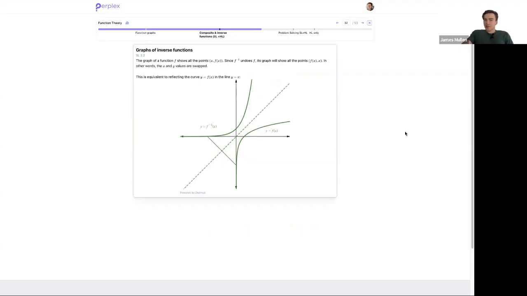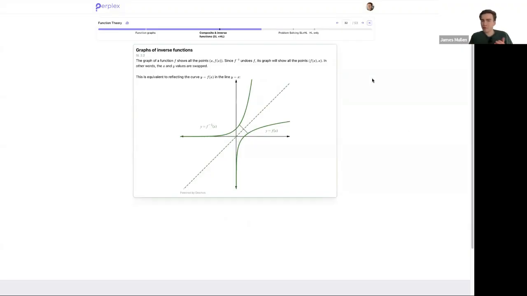Now, the graphs of inverse functions. So we said that the identity function was the function I is equal to x, which is a straight line with a slope of 1 passing through the origin. And we said that if I compose f and its inverse function, I get the identity function. But we can also think about the inverse function as essentially mapping the outputs back to the inputs. So if a function f maps inputs to outputs, the inverse function is going to map those outputs back to the inputs.